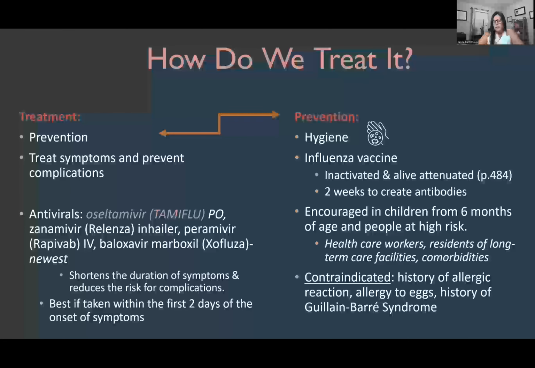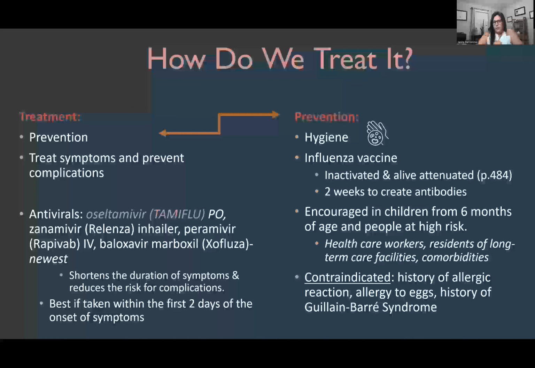Anybody, especially for the inactivated, anybody above the age of 6 months can get it. And people at high risk. Who are at high risk? Well, your healthcare workers, your residents of long-term care facilities, and anyone with comorbidities like COPD, diabetes, hypertension, renal problems, all these diseases that you're going to be learning little by little.